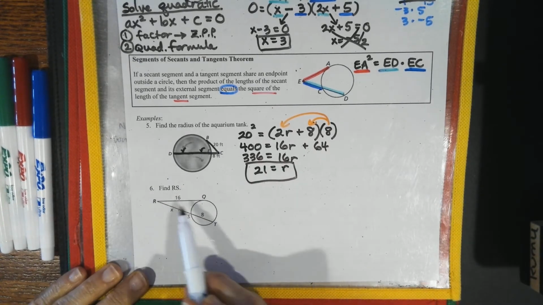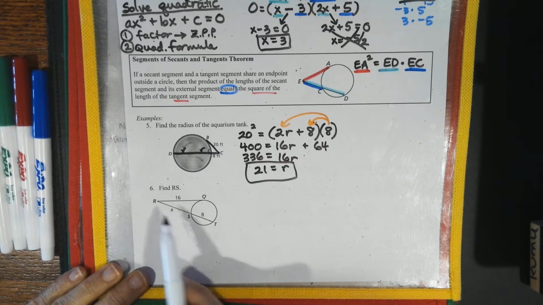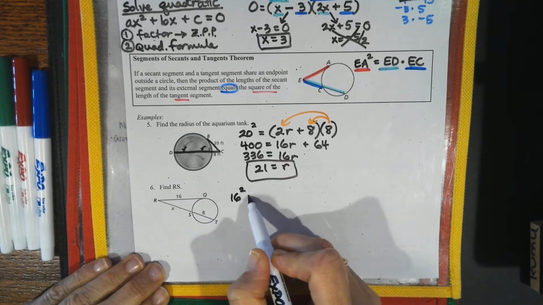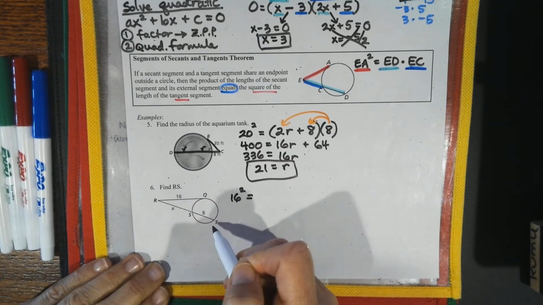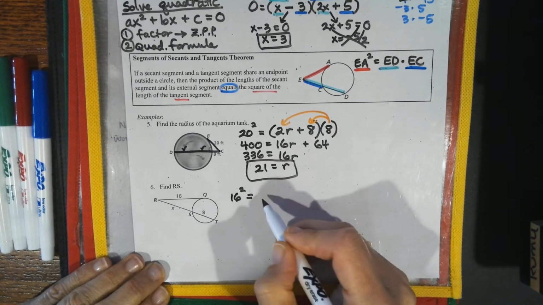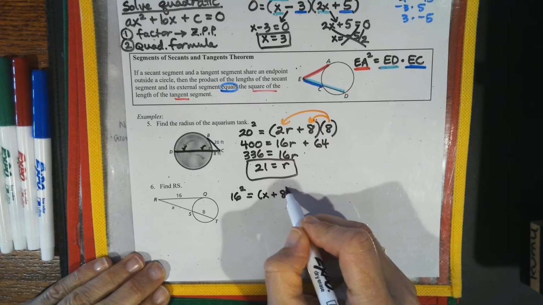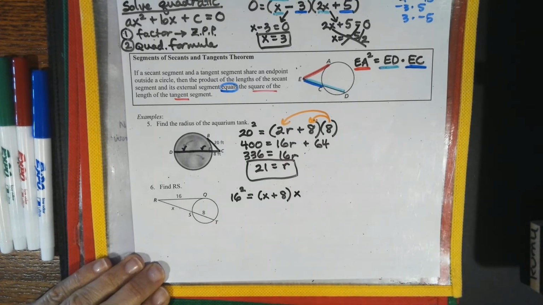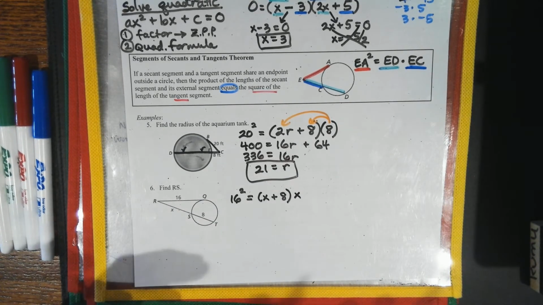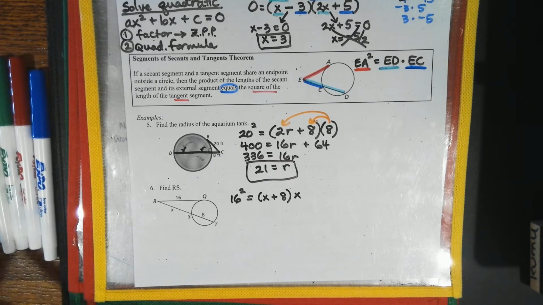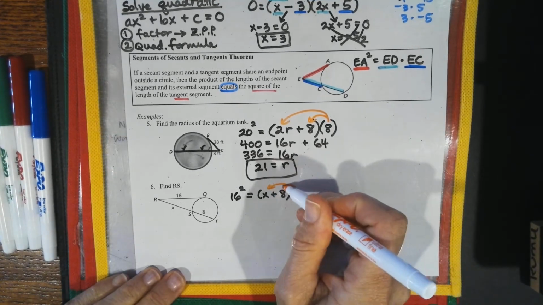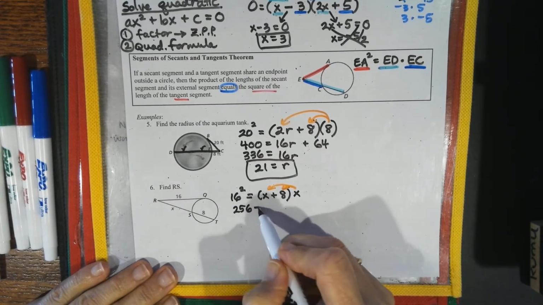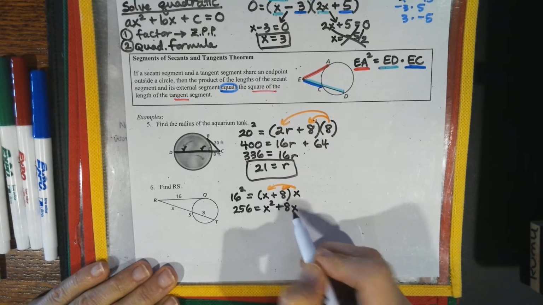Okay. So RQ squared is equal to RT times RS. 16 squared is equal to RT, which is going to be x plus 8, all of it, times x. That's where we start. Not too bad, right? And then we're going to distribute our x. So we get 256 equals x squared plus 8x.